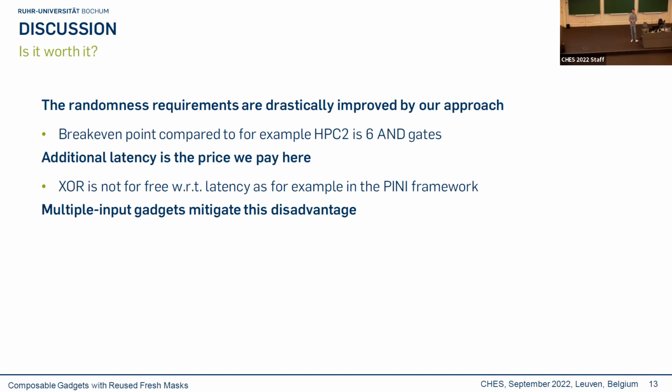But at the end, we drastically reduce the randomness requirements, because regardless of the size and the complexity of the unprotected circuit, we only need 6 fresh random bits in total.